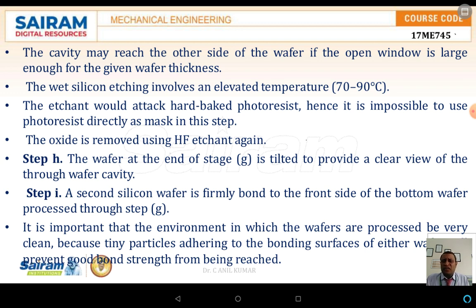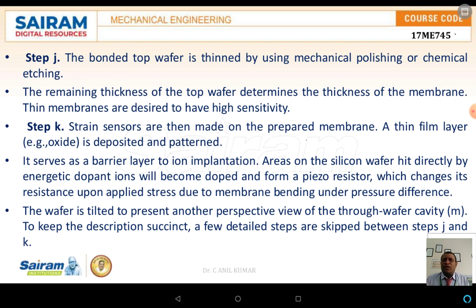See here in the next step, which is J, the bonded top wafer is thinned by using mechanical polishing or by means of chemical etching. The remaining thickness of the top wafer determines the thickness of the membrane. If thin membranes are desired, it can have a high sensitivity. In the last step, the strain sensors are made on the prepared membrane. Now the thin film layer is deposited as well as patterned. This can be used for further applications.